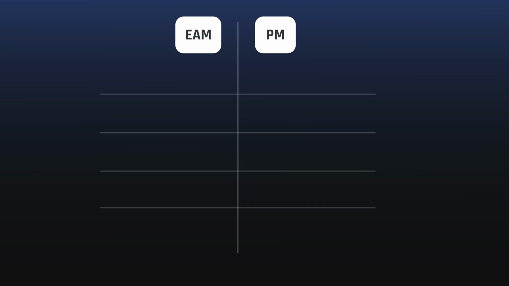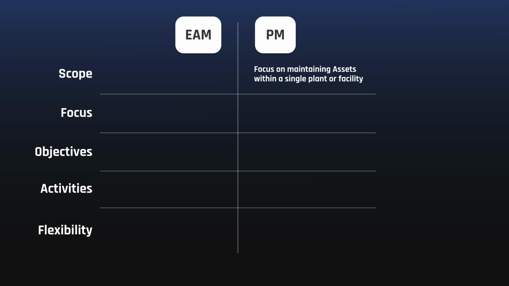To make sure we all understand the difference between plant maintenance and EAM from business perspective, let's draw some quick table. We will have 5 categories or criteria: scope, focus, objectives, activities, and flexibility. The first one, scope of PM, focus on maintaining assets within a single plant or facility. EAM manages assets across the entire organization.